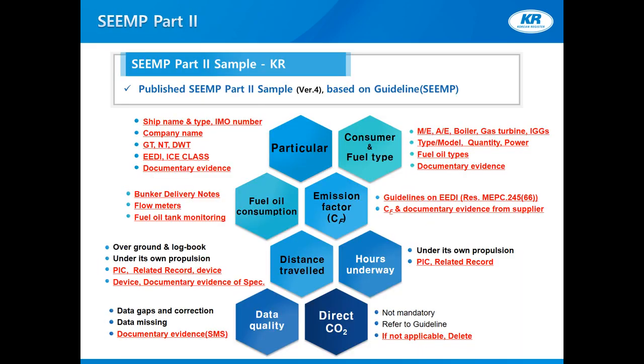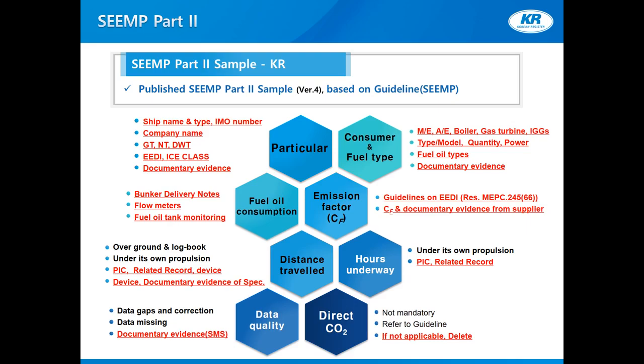Based on 2016 Guidelines for the Development of a Ship Energy Efficiency Management Plan, KR published SEEMP Part II sample on KR homepage. If you download the sample file, please check whether the version number is 04. SEEMP Part II is consisted of 8 main chapters, including ship's particular, fuel oil consumer and fuel type, emission factor, data quality treatment, direct CO2 emission measurement, method of measuring fuel oil consumption, distance traveled, and hours on the way.